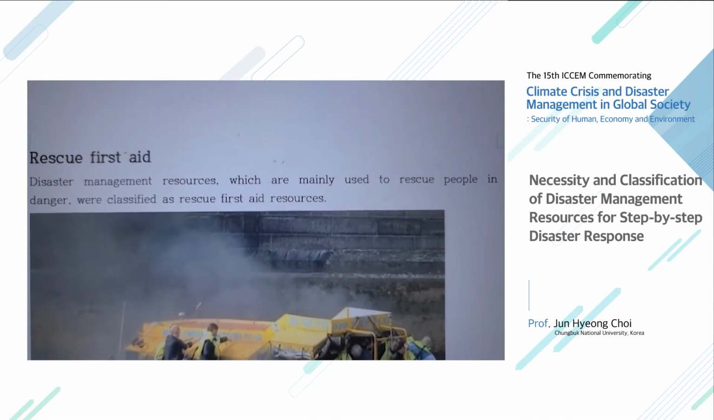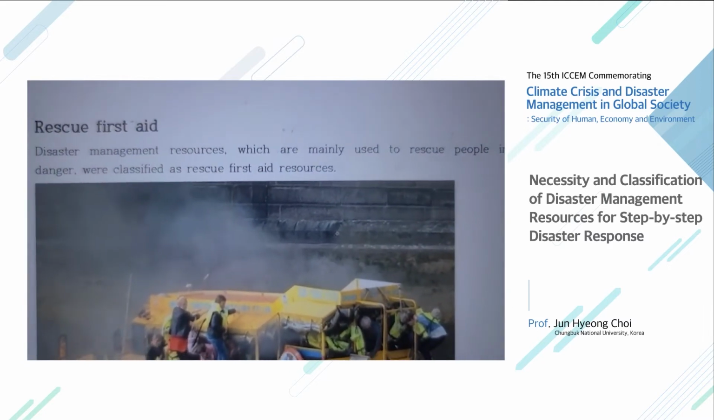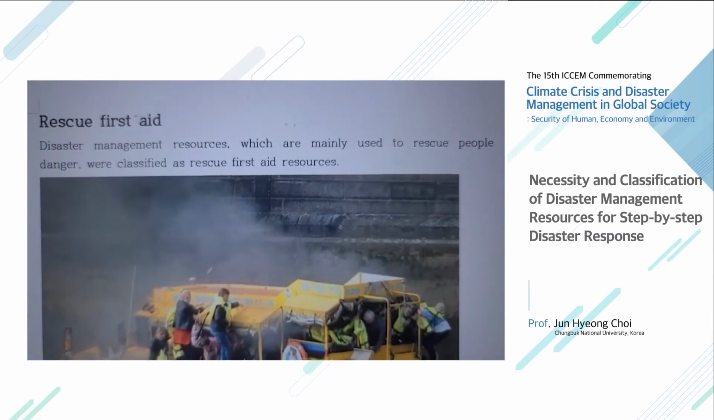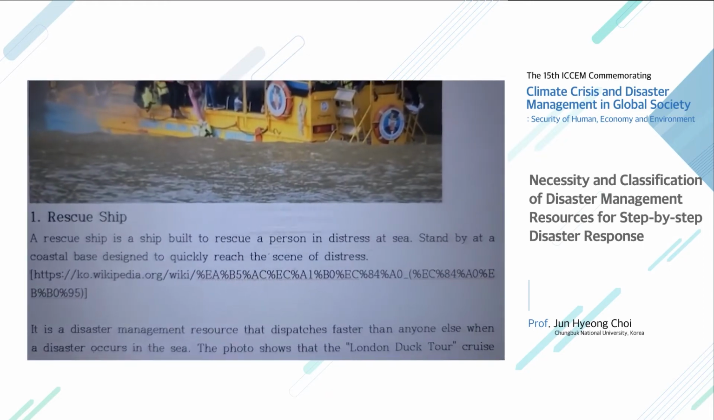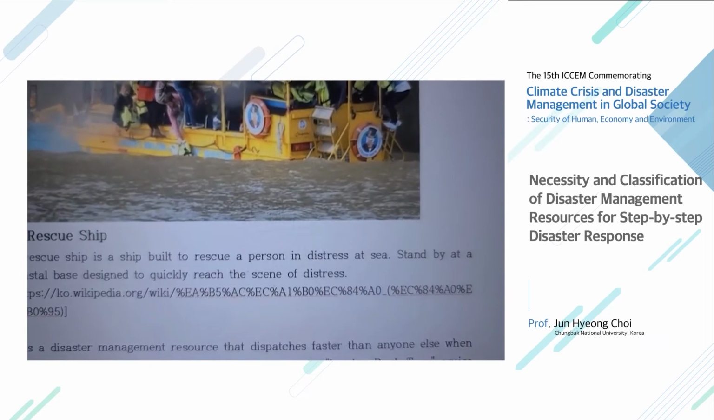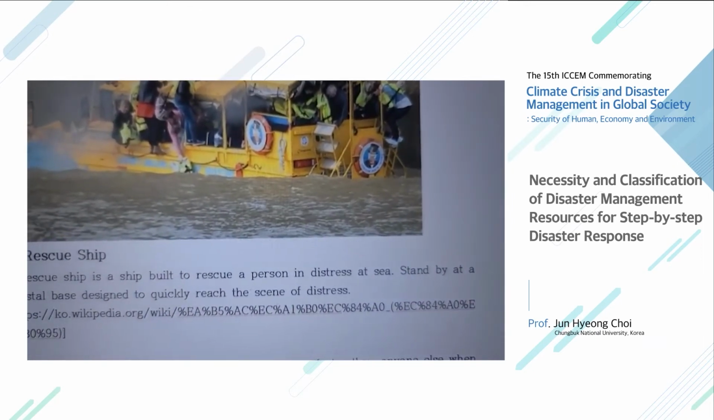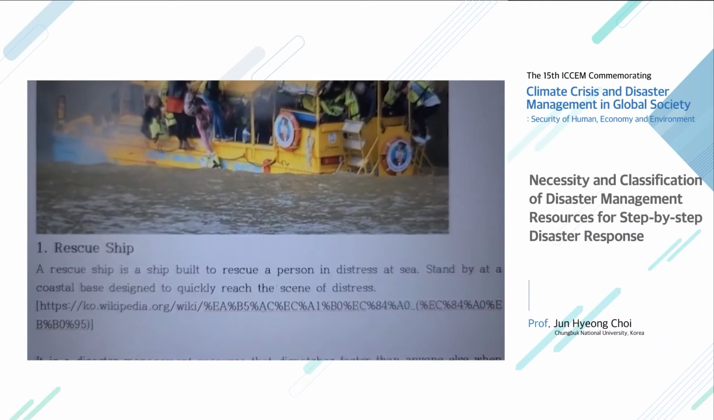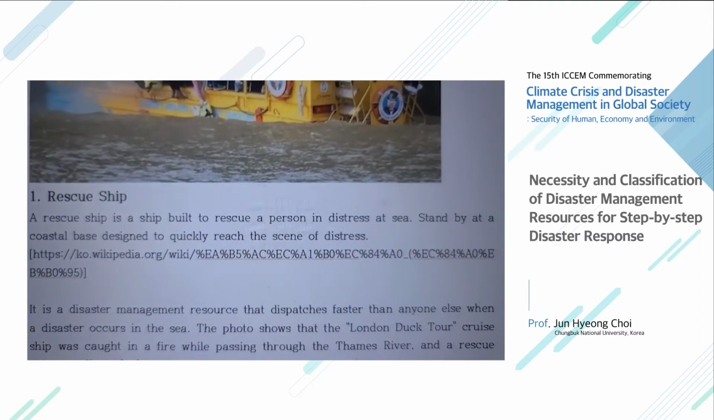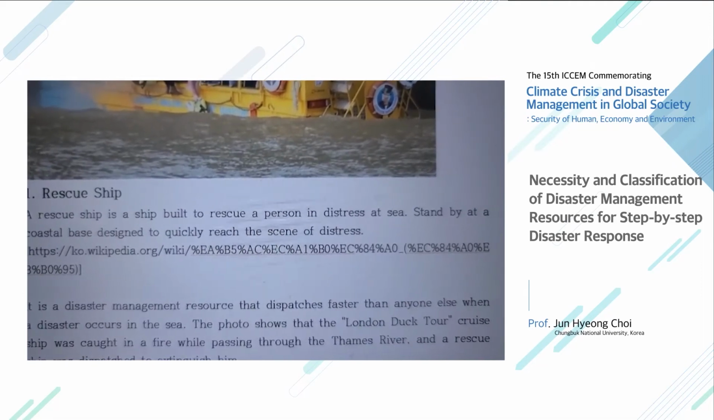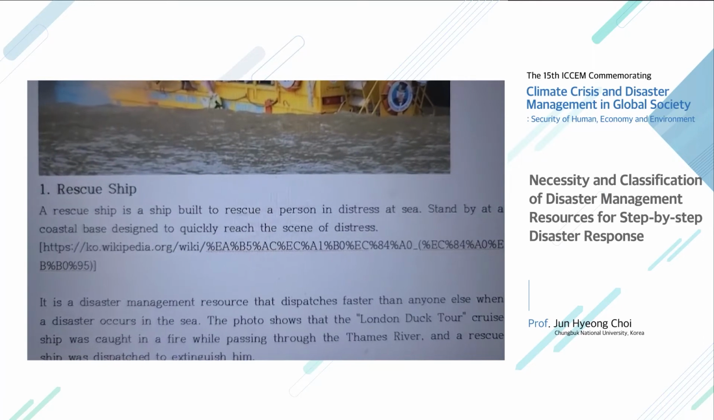Disaster management resources, which are mainly used to rescue people in danger, are classified as rescue, fire, and first aid resources. The first is the rescue ship. A rescue ship is a ship built to rescue a person in distress at sea, on standby at a coastal base, designed to quickly reach the scene in distress. And it is a disaster management resource that arrives faster than anyone else when a disaster occurs at sea.